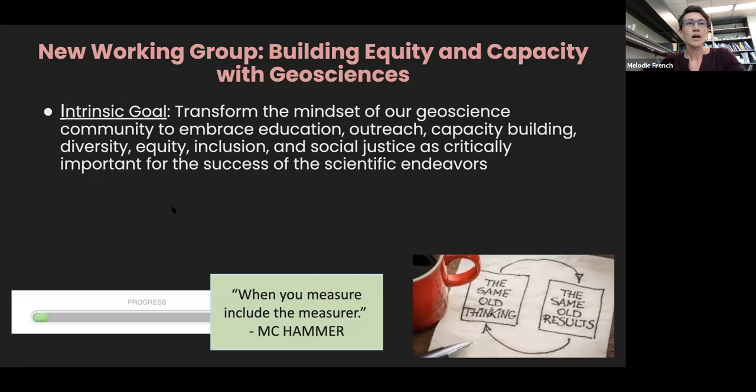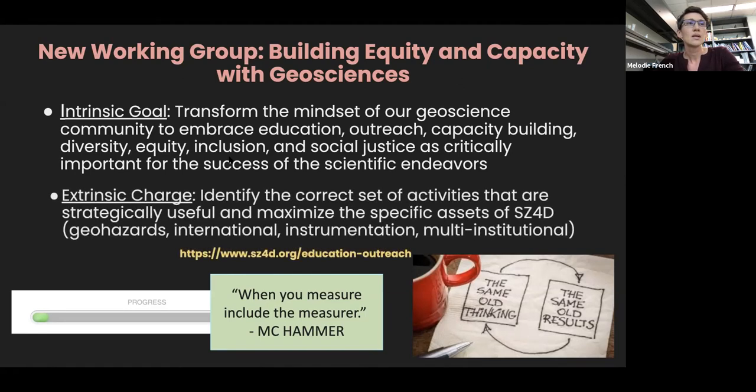I also wanted to mention here our 4th and newest working group, the Building Equity and Capacity in Geosciences Working Group. The goal of this working group is, in their own words, to transform the mindset of our geoscience community to embrace education, outreach, capacity building, diversity, equity, inclusion, and social justice as critically important for the success of the scientific endeavors. Within SZ4D, their charge is to identify the correct set of activities in pursuit of their goals that are strategically useful and maximize the specific assets of SZ4D, including the links to geohazards in our international partners, instrumentation, and multi-institutional collaborations. You can sign up to be part of this working group as well, or this interest group, at our website.